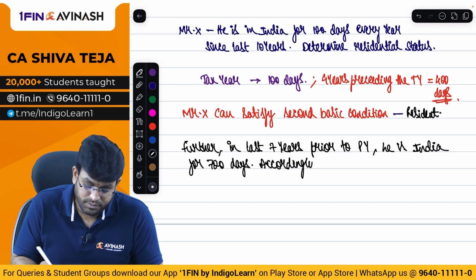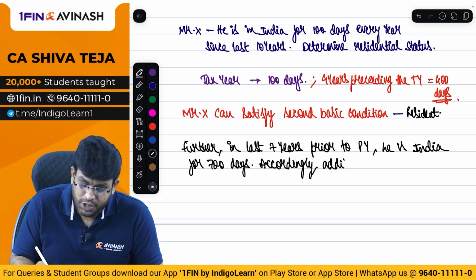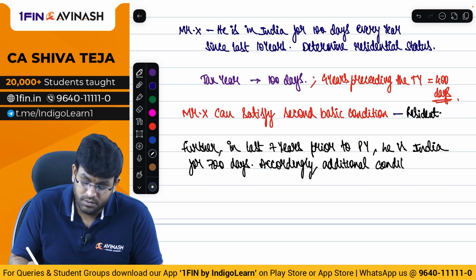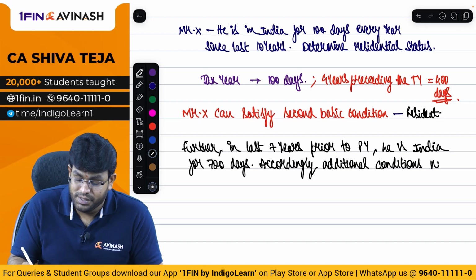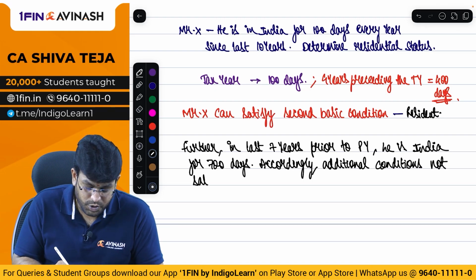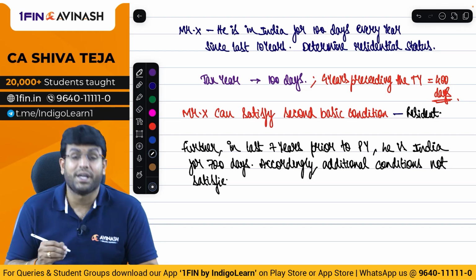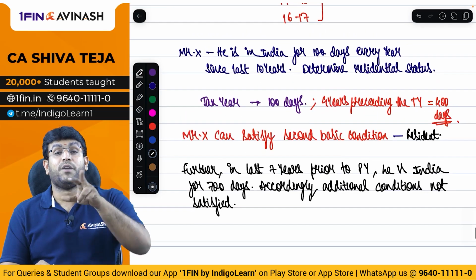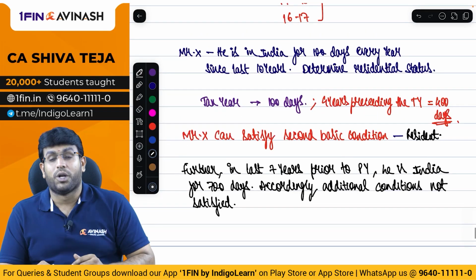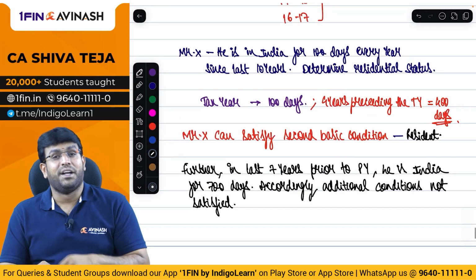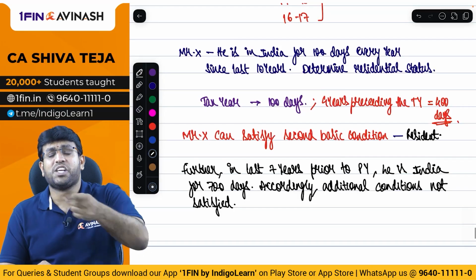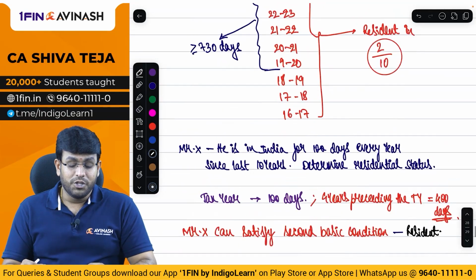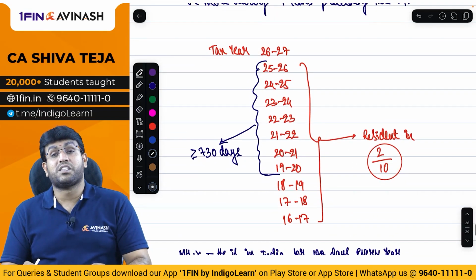Accordingly, additional conditions not satisfied. Student is asking, sir, what is the additional condition we are looking at? In last 7 years, he must be in India for a period of 730 days or more. But how many days is there? Only 700 days. So can he satisfy the second additional condition? Answer is no. Student is asking, sir, why don't you look at the first additional condition also?